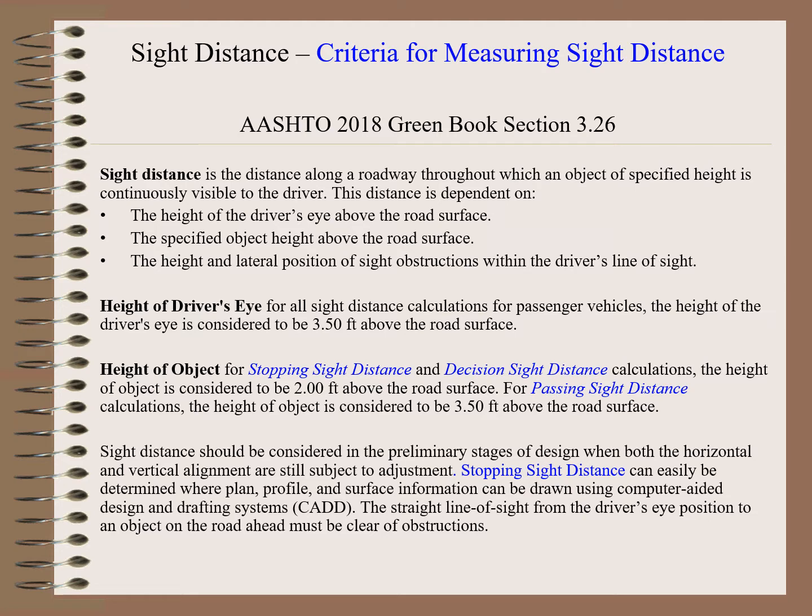Sight distances should be considered in the preliminary stages of design when both the horizontal and vertical alignments are still subject to adjustment. Stopping sight distance can easily be determined where plan, profile, and surface information can be drawn using computer-aided design and drafting systems, otherwise known as CAD. The straight line of sight from the driver's eye position to an object on the road must be clear of obstructions.